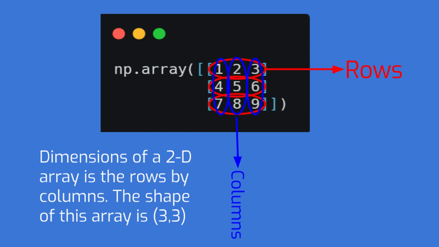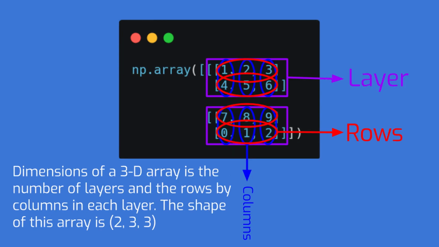For a two-dimensional array, the dimensions are described by the number of rows by the number of columns. In our example, the dimensions of the array are 3 by 3. The shape of this array would be described as 3 rows and 3 columns. For a three-dimensional array, an array that has 2D arrays as its elements, the dimensions are described by the layers or depth and the number of rows and columns in each layer. In our example, the shape of this array is 2 layers, 2 rows, and 3 columns, and the dimension of this array is 2 by 3 by 3.